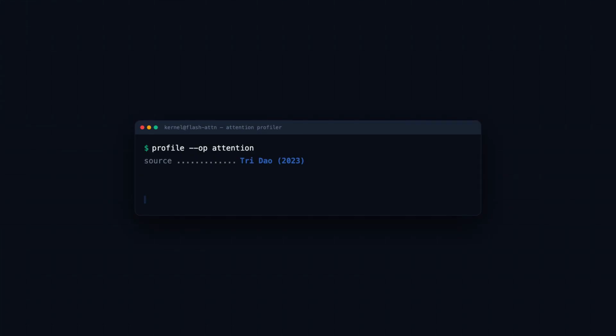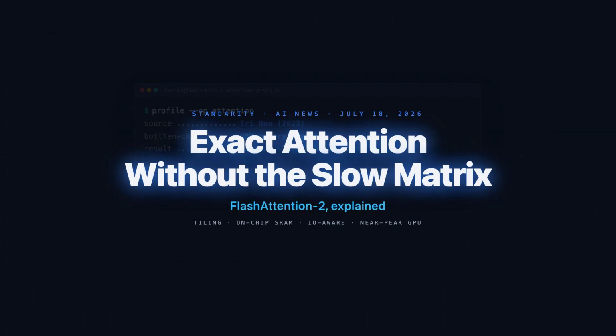Here's a fact that surprises people. When a transformer computes attention, the slow part usually isn't the math. It's the memory traffic. Standard attention writes a giant score matrix out to the GPU's main memory and reads it back, and that shuffling is the real bottleneck. FlashAttention-2 from Tri Dao in 2023 gives the exact same answer as normal attention, just far faster by never writing that matrix at all. Let's see how.